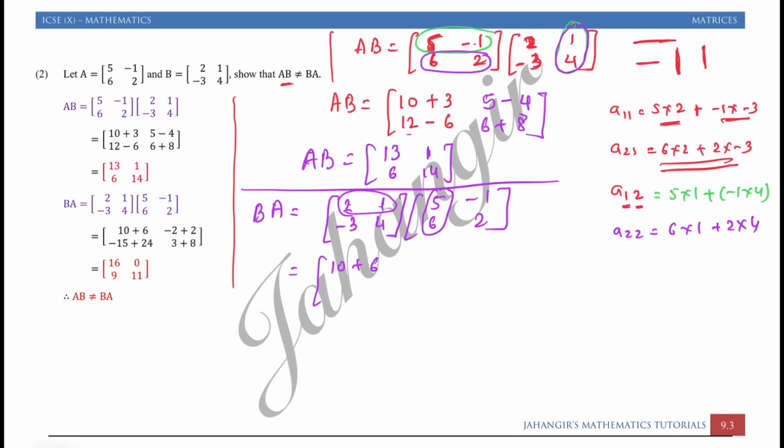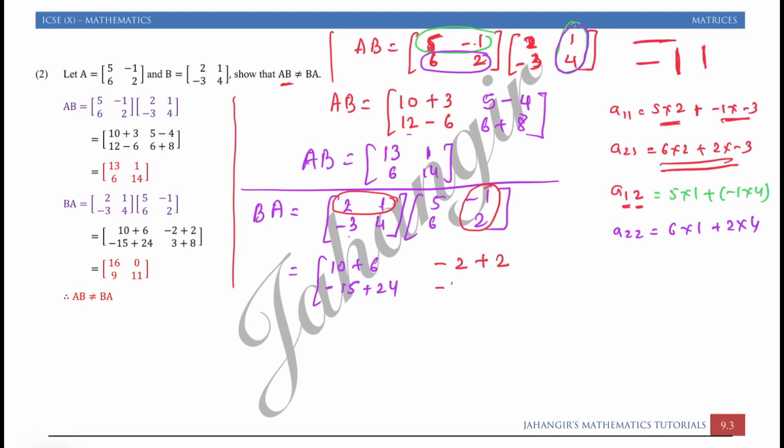Then now second row, first column. Second row, first column I have this term. This is second row and this is first column. So minus 3 into 5 is minus 15 plus 4 into 6 is 24. Now we will go to another column, second column. For the second column, first I will erase this circle. First row, second column. So that is 2 into minus 1, that is minus 2 plus 2 into 1 is 2.